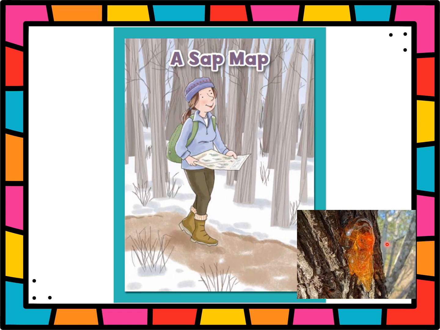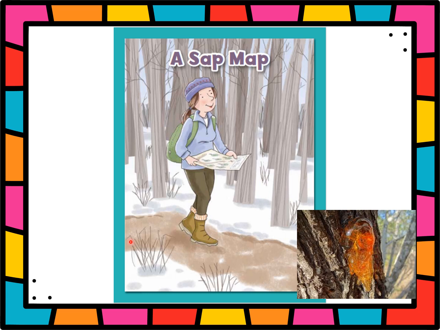Now, let's look at the cover. What else can we figure out from this cover? When is this story happening? It's happening in the winter. We know it's happening in the winter because we see snow. We also see that she's wearing a hat and long sleeves and boots. We also can tell that there are no leaves on the trees.